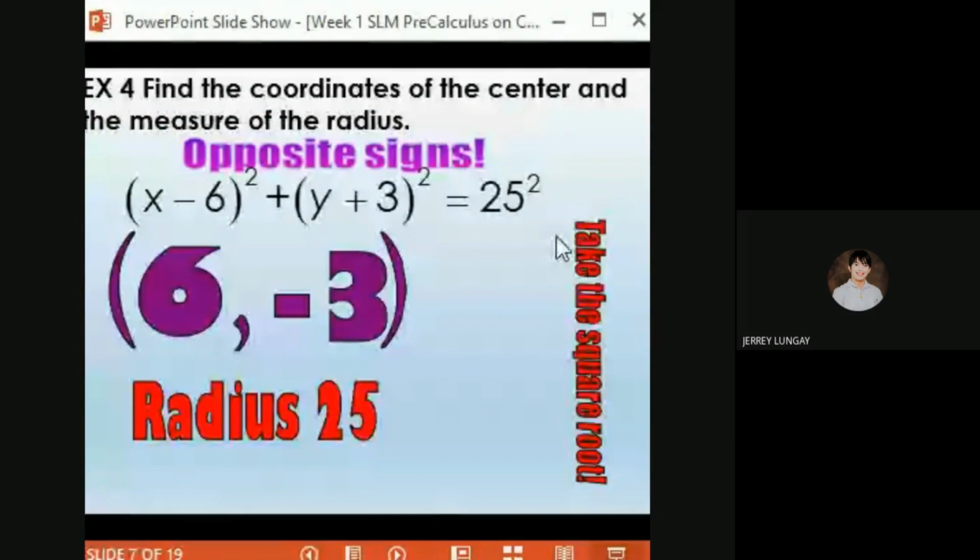So from time to time you will realize that when sir puts a square, automatically R is 25. But if sir did not put a square, I will try to square the 25 so that it becomes 5 to the 2, therefore my R is 5. Very good, nice try for answering 5. But the correct answer for this example number 4 is not 5, but 25.